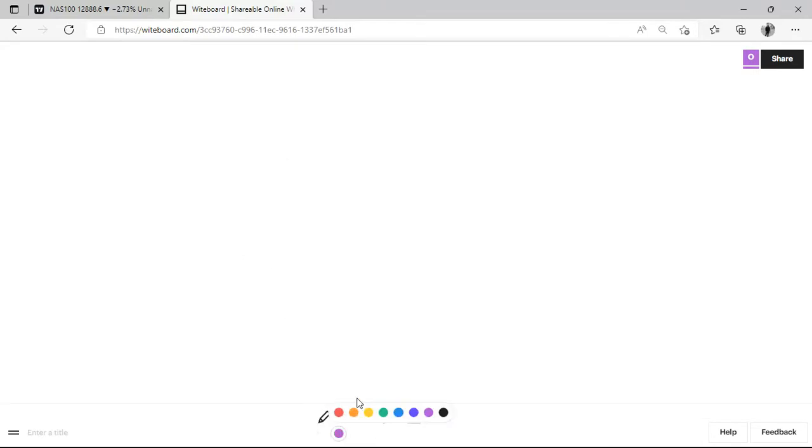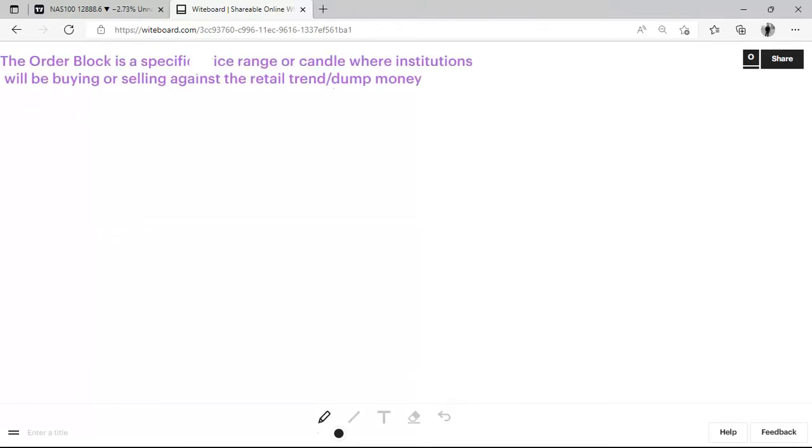So here I'm on my board, and let me just explain how an order block works. When we are talking about a trend, let's say a bullish trend, we have a series of highs and a series of lows. That's wrong. Let me clean this.